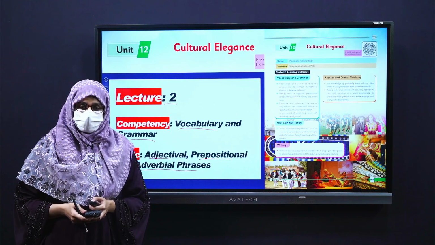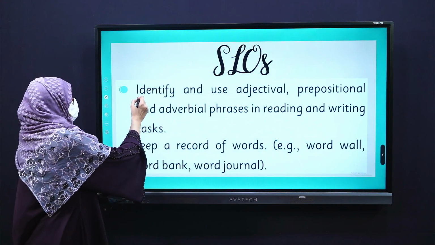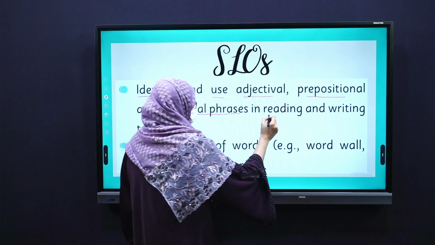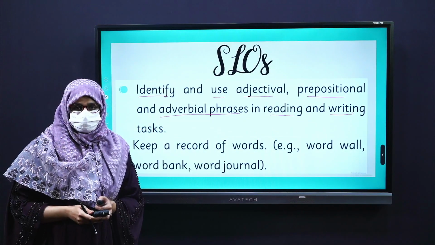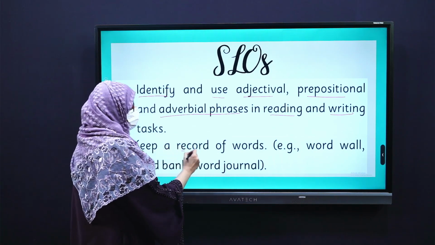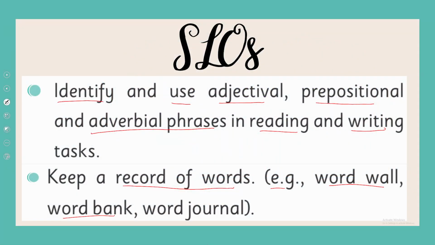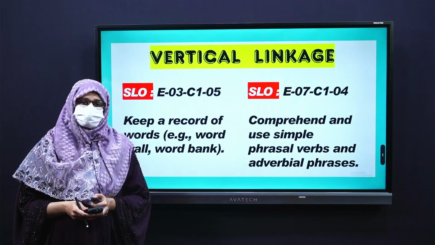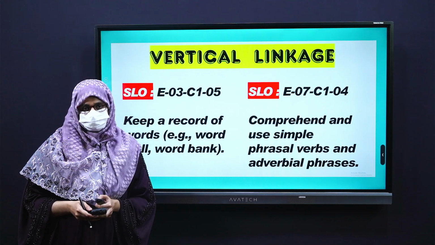Before jumping on to our topic, let's have a look at the SLOs. Here are the SLOs. Identify and use adjectival, prepositional and adverbial phrases in reading and writing. And the other SLO is keep a record of words, for example, word wall, word bank and word journal. Here is the vertical linkage of both the SLOs. Now let's begin our today's lecture.